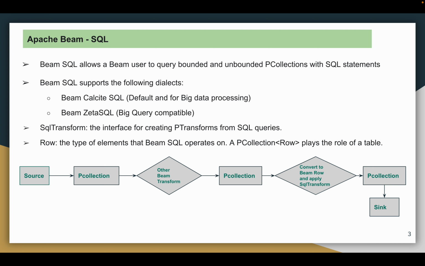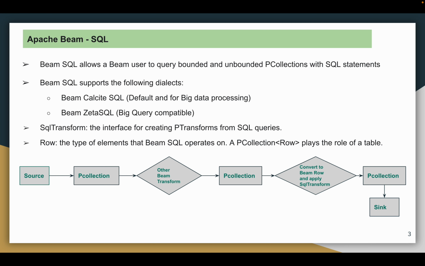There are two concepts we should know before going to the demo, especially when you work with Beam SQL. One is SQL transform. This is an interface for creating PTransforms using SQL queries. We will be using this interface as part of our pipeline. And the other is Row, which is used when you use SQL for querying tabular form data.